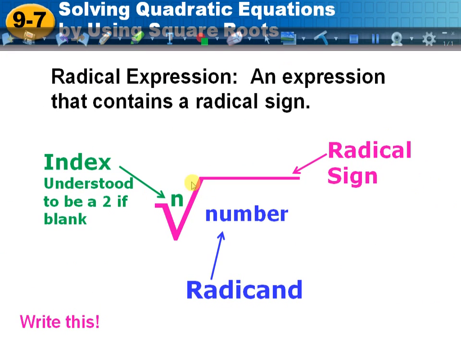Here, this is what's called an index. It's understood to be 2 if nothing's there. This is the radical sign, and the number inside the radical sign is called the radicand. You do not actually have to write that.